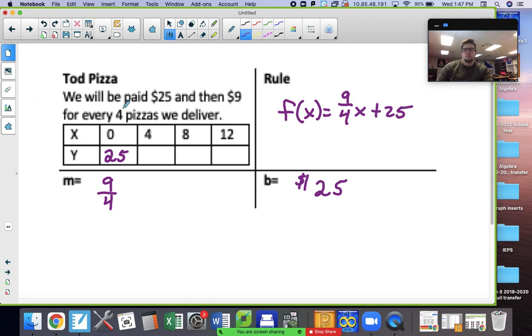Filling in the table, we get to start at 25, and then we delivered 4 pizzas. So he's going to give us an additional $9. We delivered 4 more pizzas, another $9, another 4 pizzas, another $9, filling out our table.